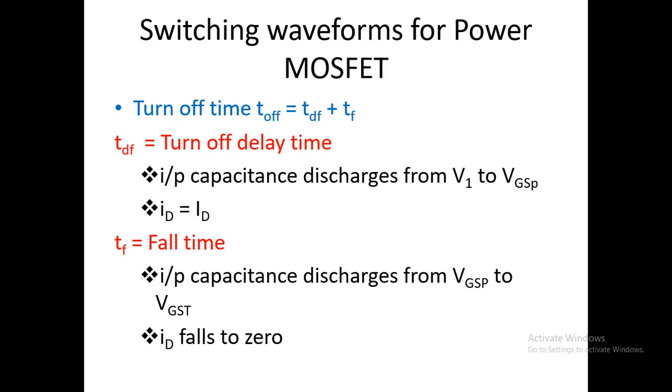And in the switching waveforms for the power MOSFET, the turn off time T off is equal to TDF, the turn off delay time, plus the fall time. During this condition the input capacitance discharges from the maximum value V1 to VGSP, and the current remains at the same value, that is maximum current. The fall time is the time required for discharging the capacitance from the peak value to the VGS threshold voltage, and during this condition the drain current ID will fall to 0.